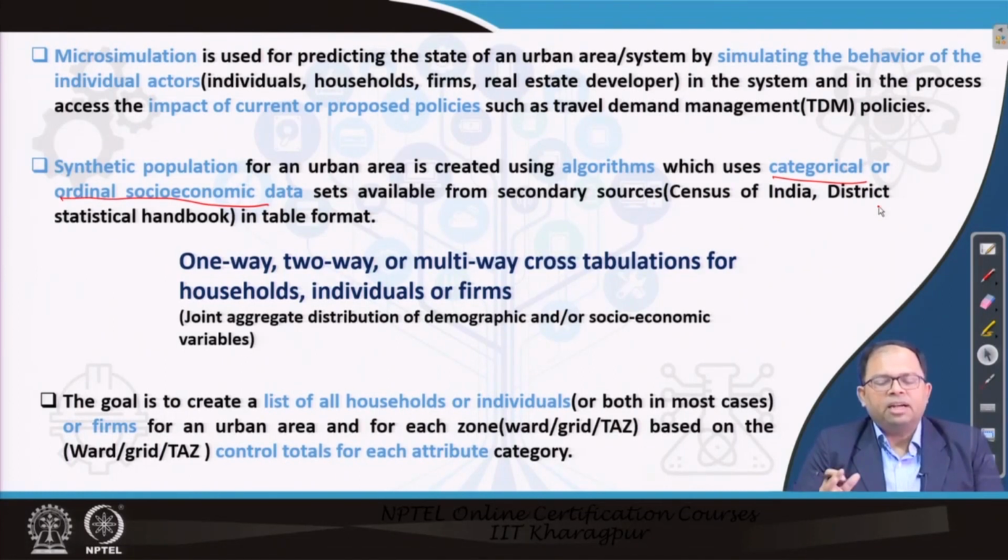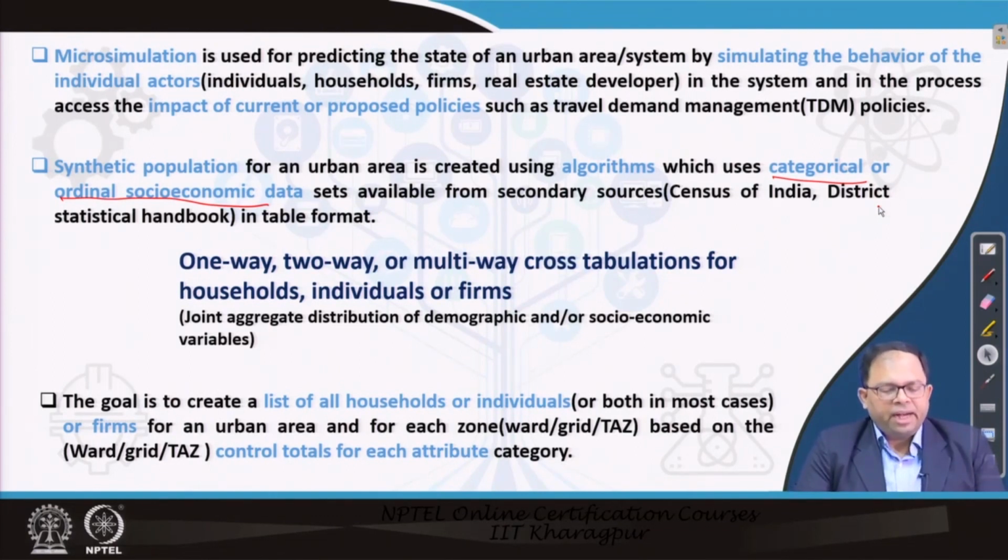So, we can have this kind of multi-way cross tabulations, and when we develop these tabulations, we can establish the joint distribution. We call it a joint distribution. Basically, we know how many individuals belong to each of these groups, so that we can add them up and get the total, and accordingly we can also develop their probabilities. And so, we call it the joint aggregate distribution of demographic or socioeconomic variables.